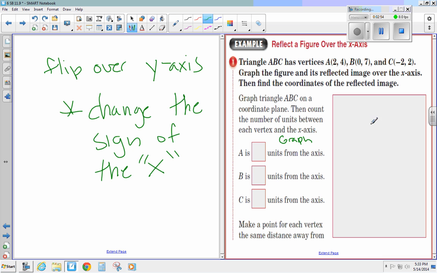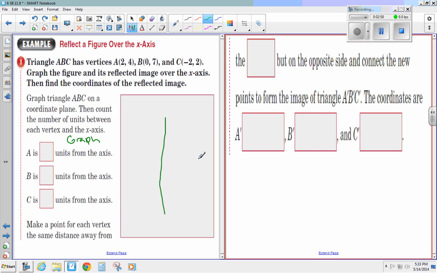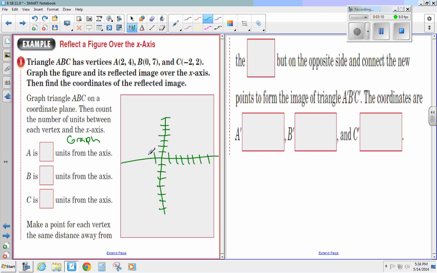So let's see here. Guess we'll make a coordinate plane. And we'll make some points in here. 2, so come this way, and then up 4, 0, 7, negative 2, 2. So here's my triangle.